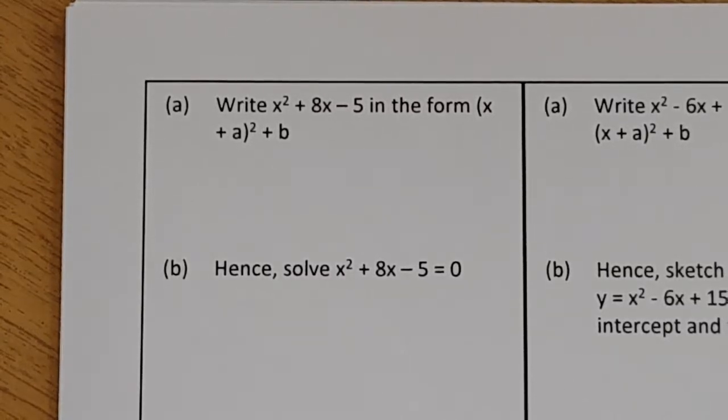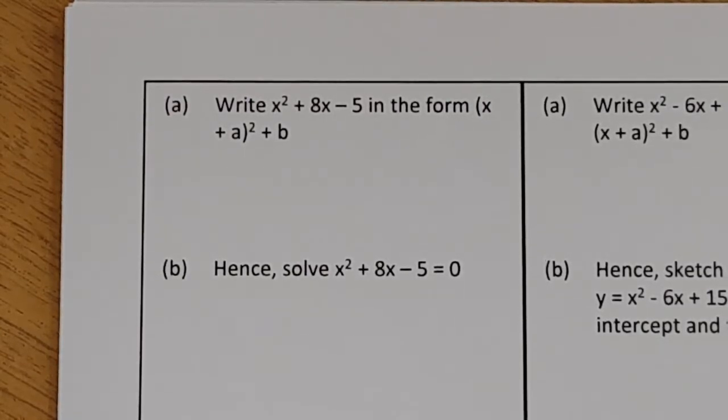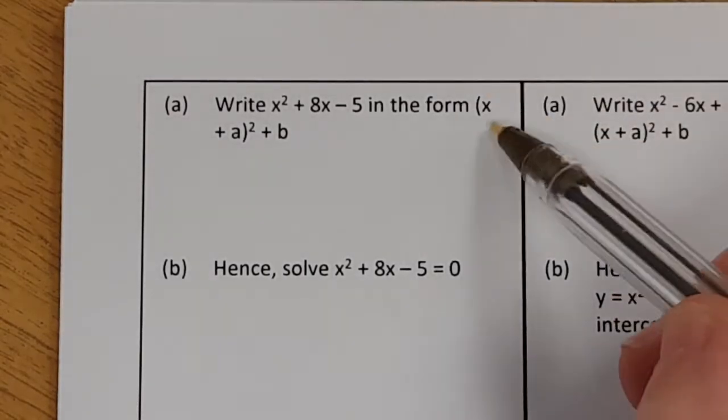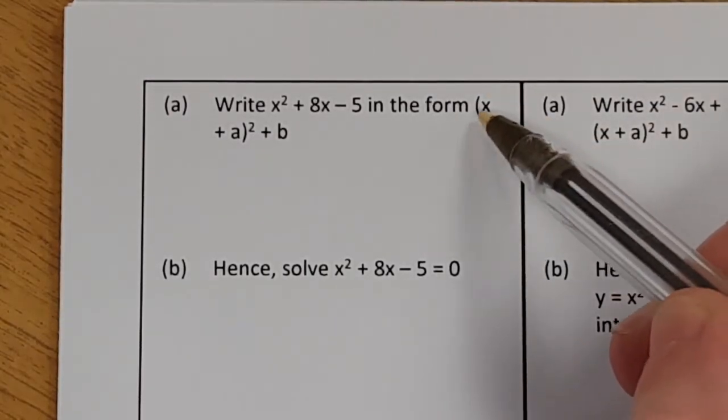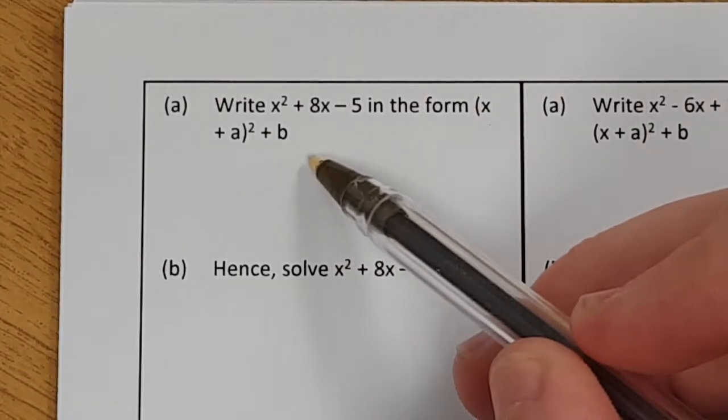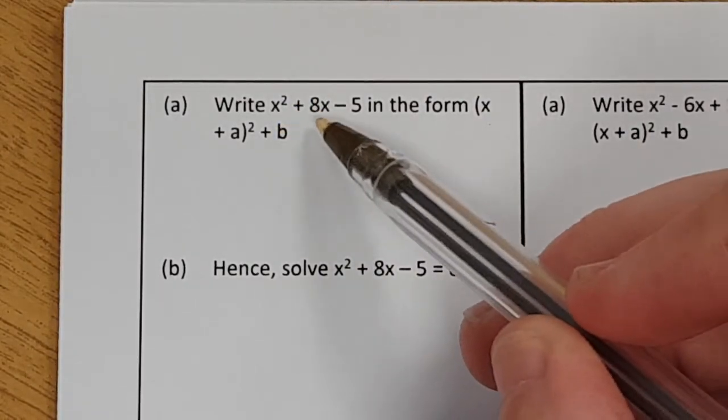Right guys, we're just going to run through completing the square, how you get a turning point, how you solve by completing the square, and how you describe the transformation. So it's everything related to completing the square. Completing the square is the same as when they say put it in the form x plus a all squared plus b.